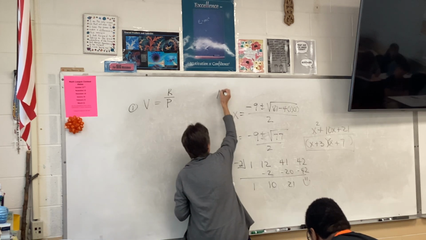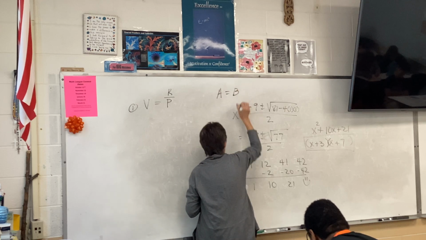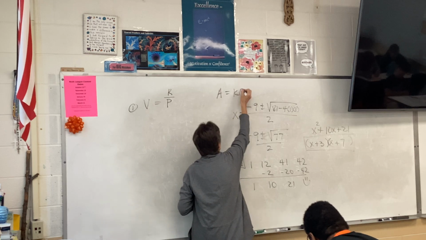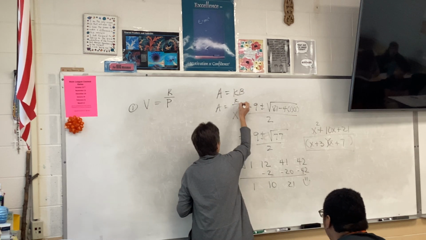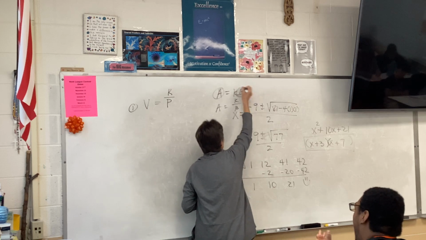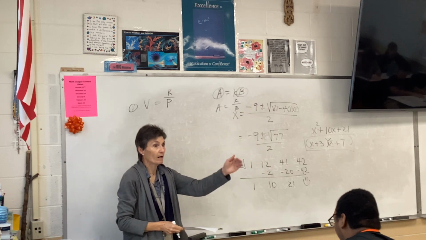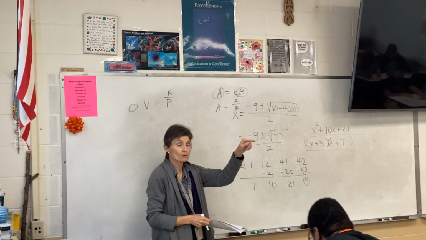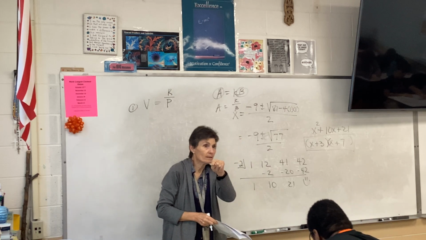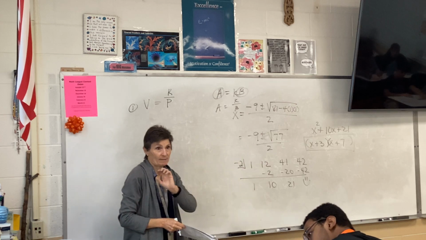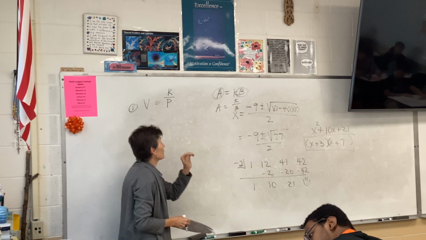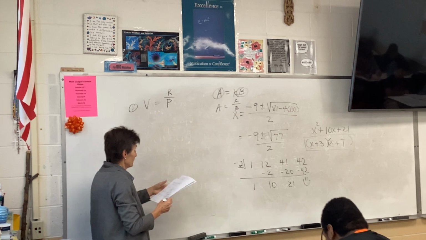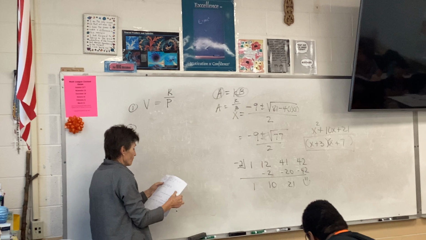It's always going to be A equals KB or A equals K over B. Whatever your two things are, in this case it's volume and pressure, you're either going to have the first one equals K times the second one or the first one equals K divided by the second one. Step one. Sentence one.